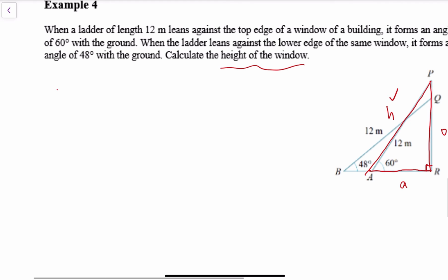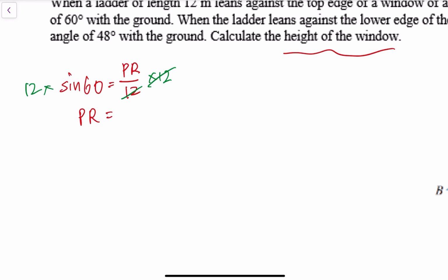So the first one would have to be sine 60 equals to PR over 12. Now I want to isolate PR because that is my unknown. So I will have to multiply by 12 to remove the fraction. So therefore PR will be equal to 12 sine 60, which will give us 10.392, 5 SF.